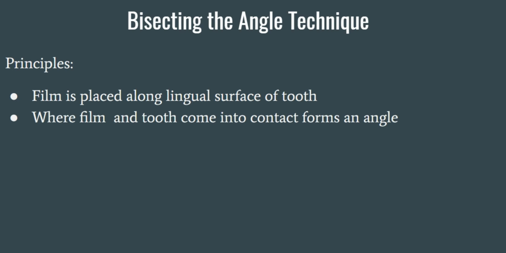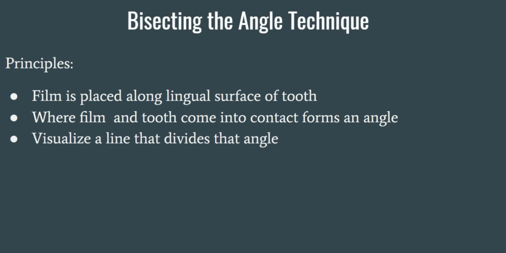Where the film and the tooth come into contact forms an angle. The next step is to visualize a line that divides that angle. So you want to picture a line that cuts that one big triangle in half into two equal triangles. This is your imaginary bisector.